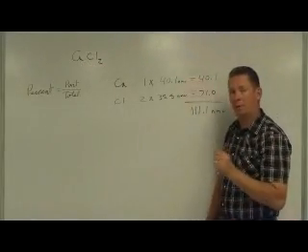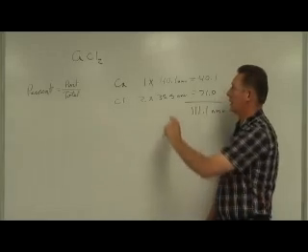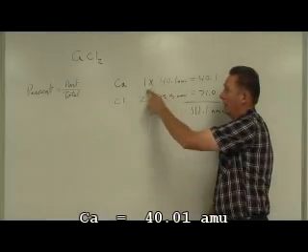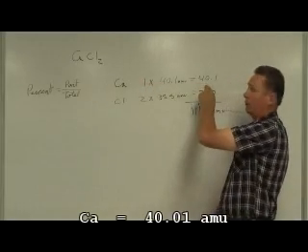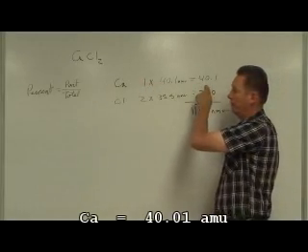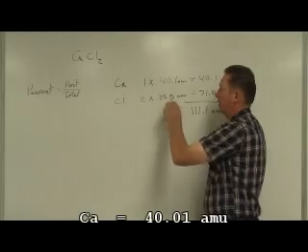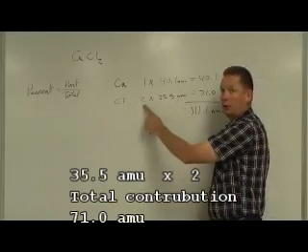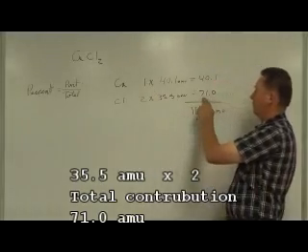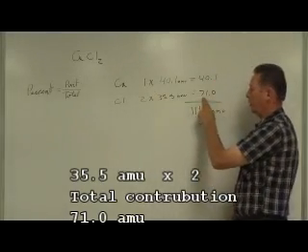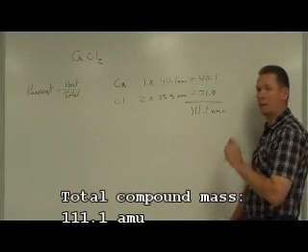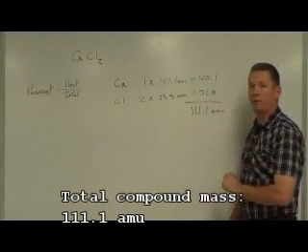If you look up the atomic mass on the periodic table, calcium has a mass of 40.1 atomic mass units. And I have 1 of them in my formula for a contribution of 40.1. Chlorine has a mass of 35.5 atomic mass units on the periodic table. There are 2 of them in my formula for a contribution of 71.0. If I sum those 2 together, I get 111.1 atomic mass units for that formula.